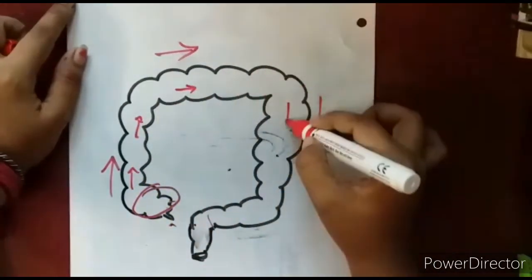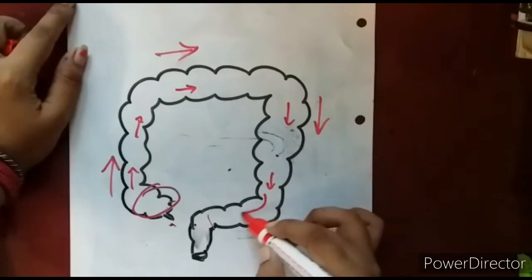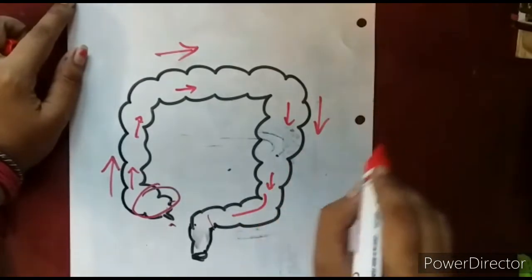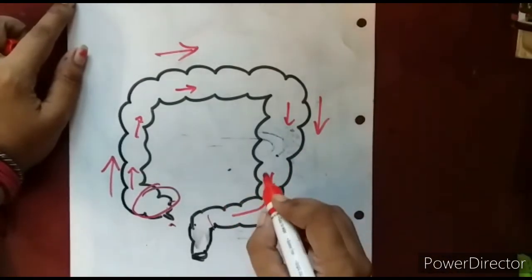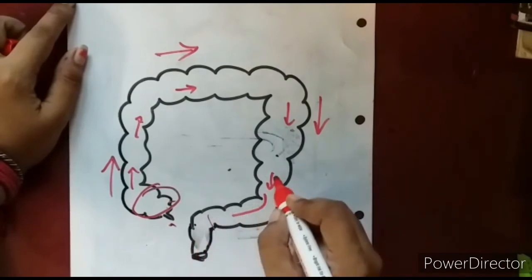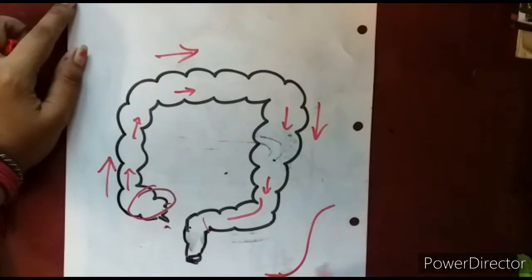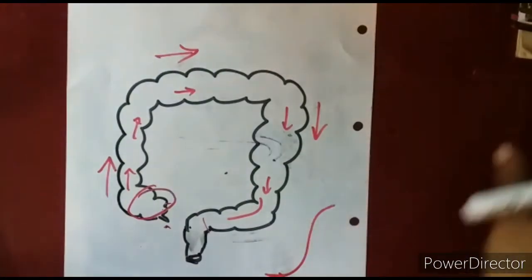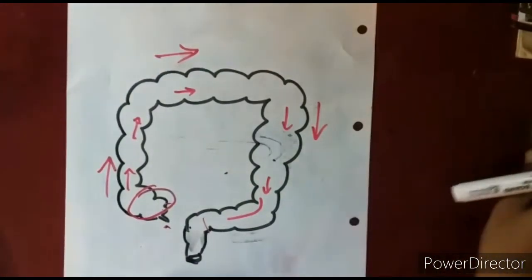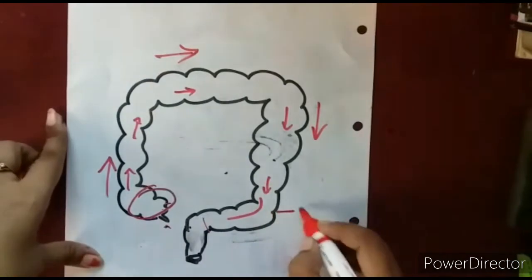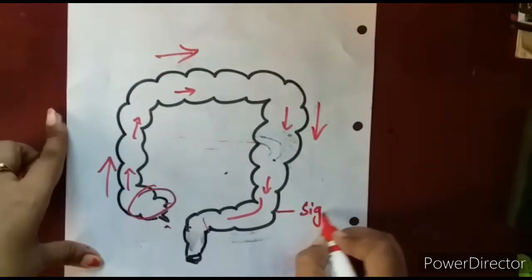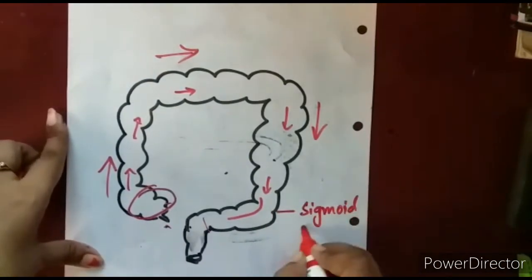And it will pass through the sigmoid colon, meaning a sigmoid curve, which you have already known. So see here, this is the sigmoid curve we say like this. In this manner it is known as the sigmoid colon.